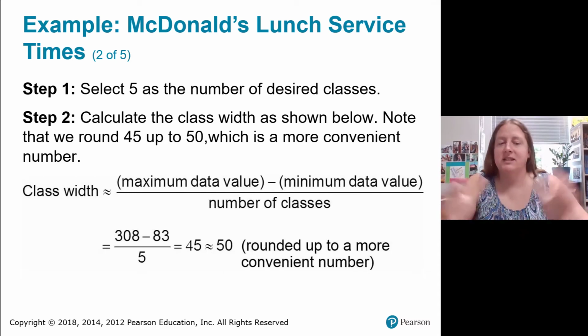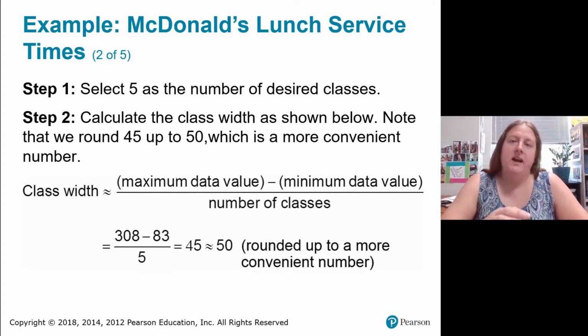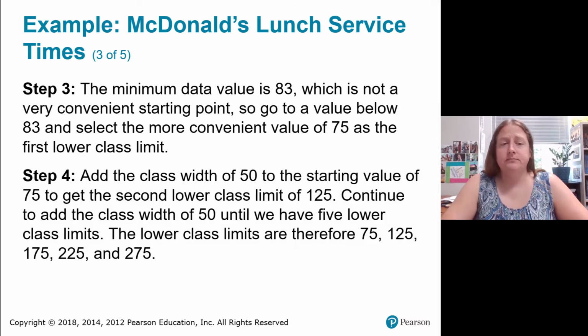But since our data is fairly spread out between 308 and 83, and 45 is nice, it would be even nicer if it was a multiple of 10. We're going to round it to 50. So we round 45 up to 50 for an even more convenient number to work with. And then we're ready for step 3.